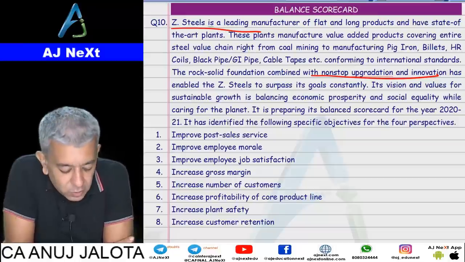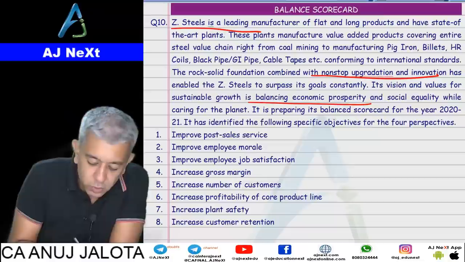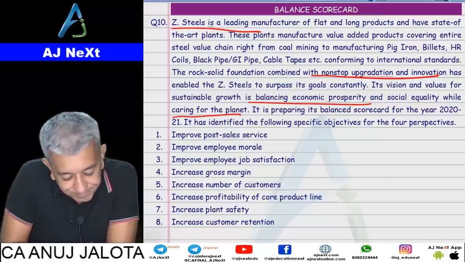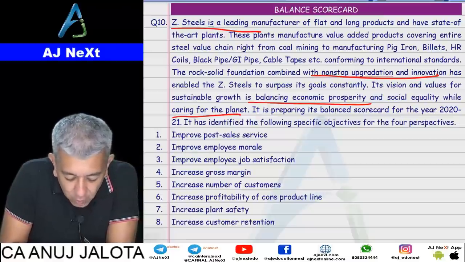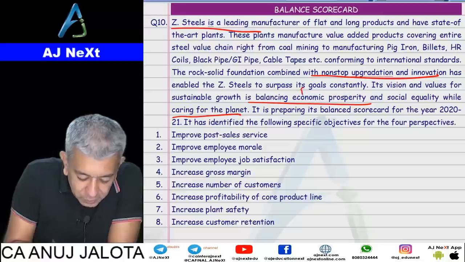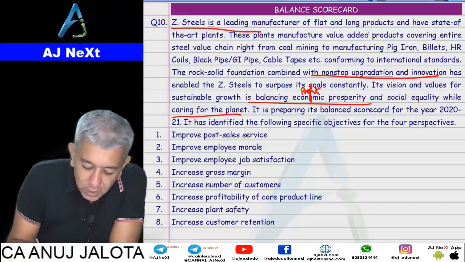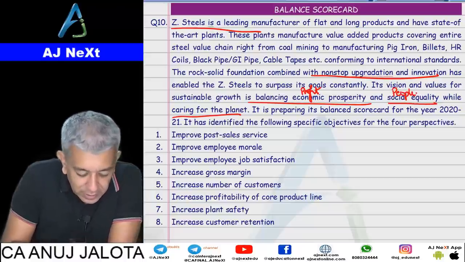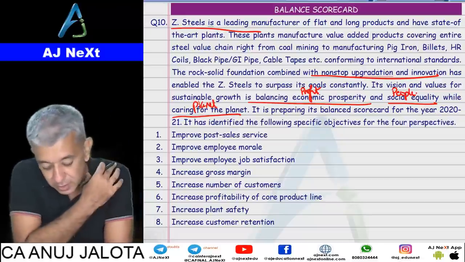Its vision and values for sustainable growth is balancing economic prosperity and social equality while caring about the planet. Okay, balance economic prosperity, this is the profit part in the triple bottom line. Social equality is the people part, and caring for the planet is the planet part. These things also come under the triple bottom line.